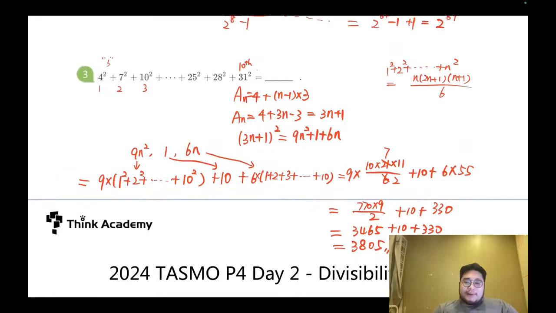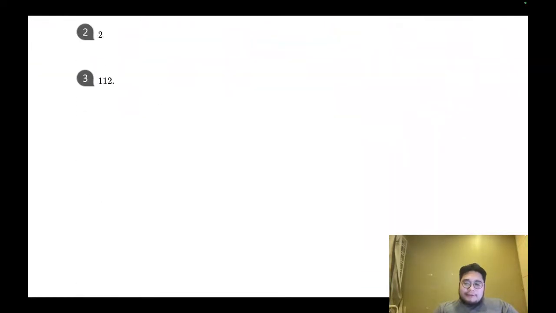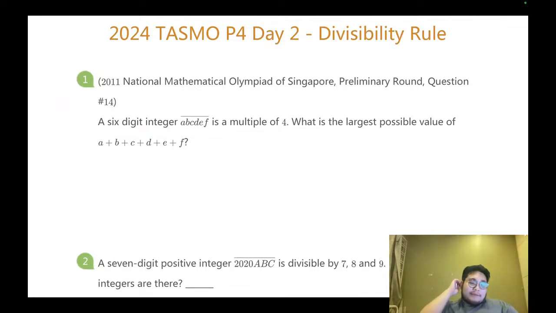Okay, so this is about the day one questions. About day two, the divisibility rule. Look at the first one. A six-digit number ABCDEF is a multiple of 4.